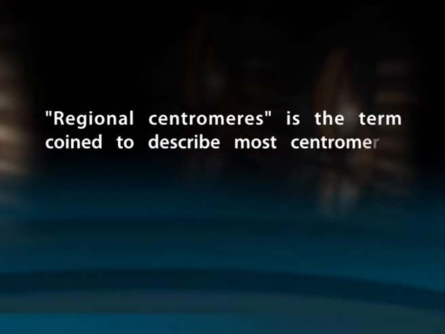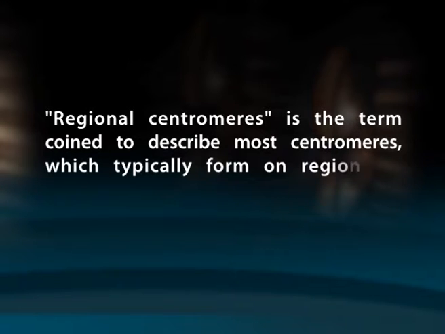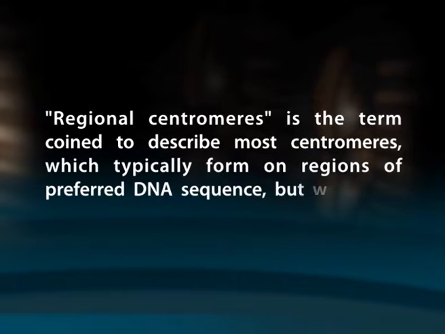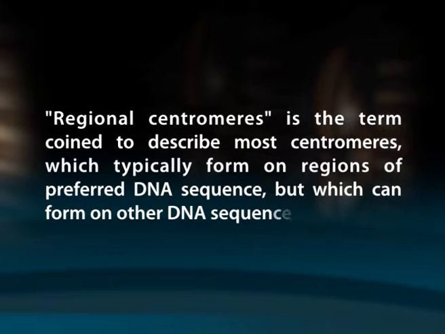Regional centromeres is the term coined to describe most centromeres, which typically form on regions of preferred DNA sequence, but which can form on other DNA sequences as well. The signal for formation of a regional centromere appears to be epigenetic. Most organisms, ranging from fission yeast such as Schizosaccharomyces pombe to humans, have regional centromeres.